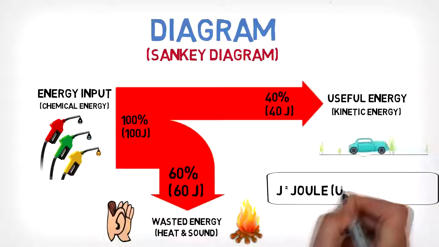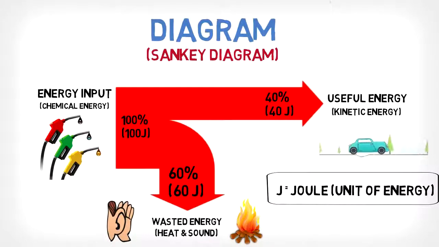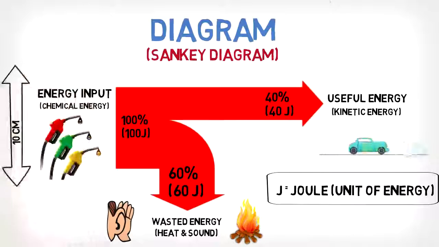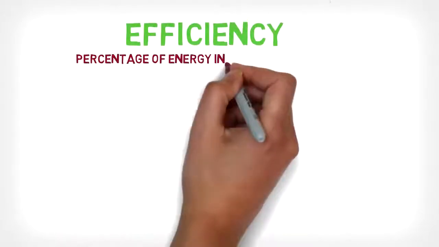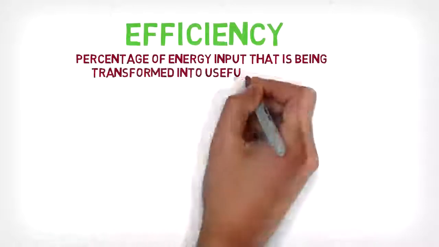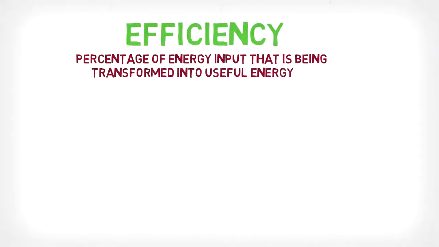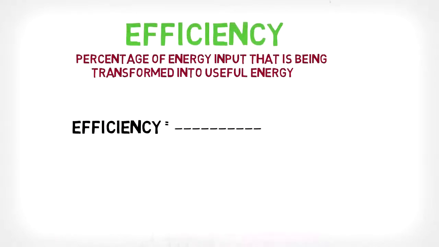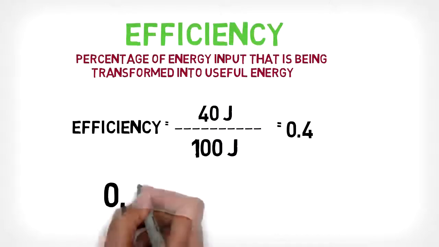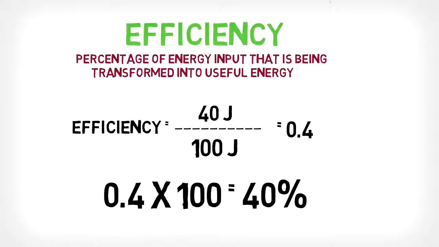And always remember, when drawing a Sankey diagram, the width of the arrows is always proportional to the amount of energy involved. Using this type of diagram will make it very easy for you to calculate the efficiency, which is the percentage of the energy input that is actually being transformed to useful energy. To calculate the efficiency, you take the amount of energy output that is useful for you and divide it by the total energy input. This will give you an answer in decimal form, and if you multiply it by 100, it will give you the percentage.